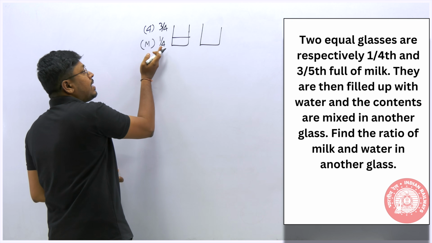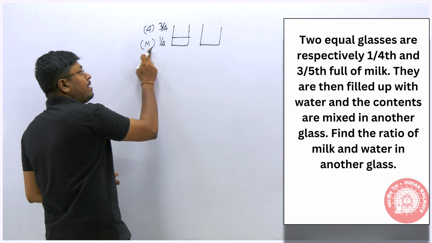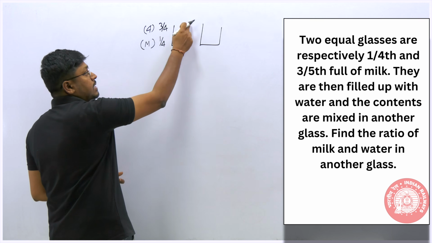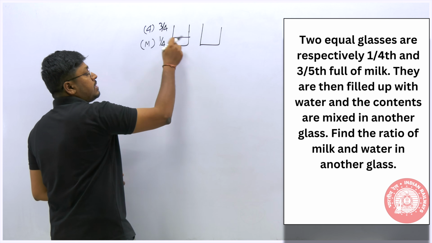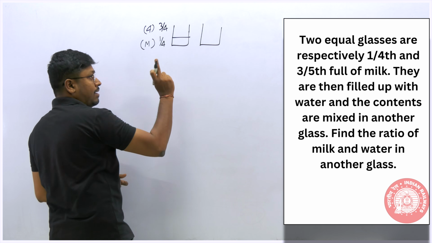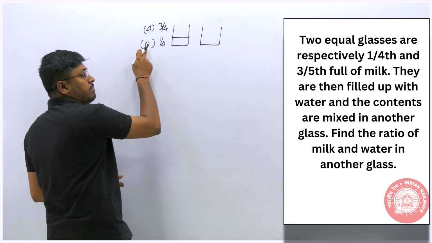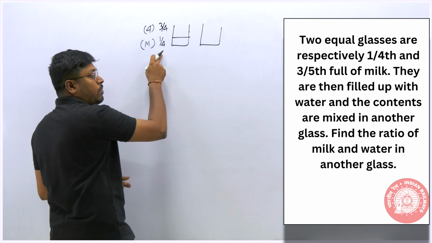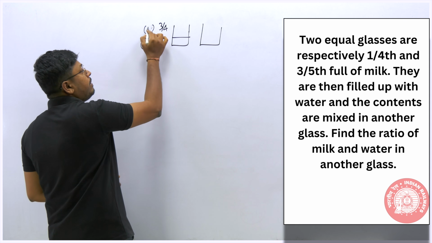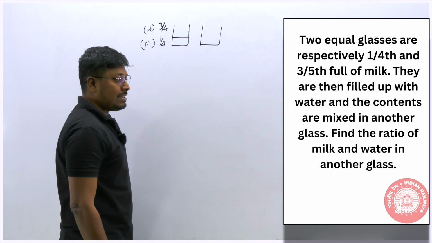If you can't understand how I write 3/4, 1 minus 1/4 will be 3/4. Let's consider the total amount of mixture contained in the first glass is 1. Out of 1, 1/4 is milk. So 1 minus 1/4, the remaining 3/4, will be water. Similarly, what is the next point they have given?